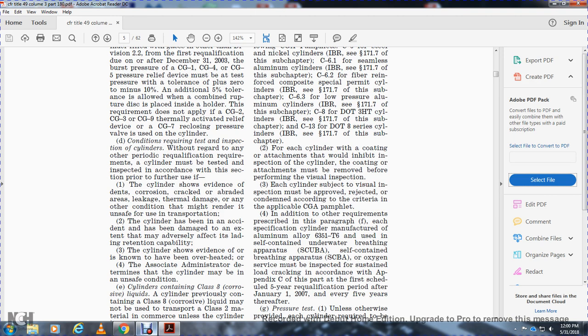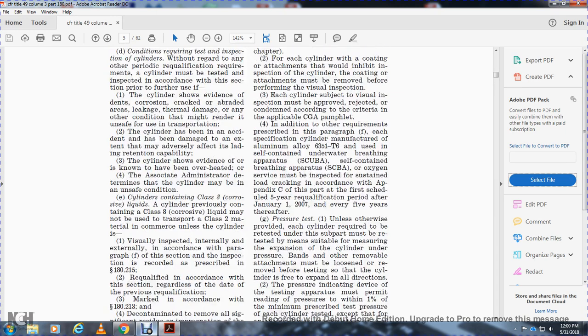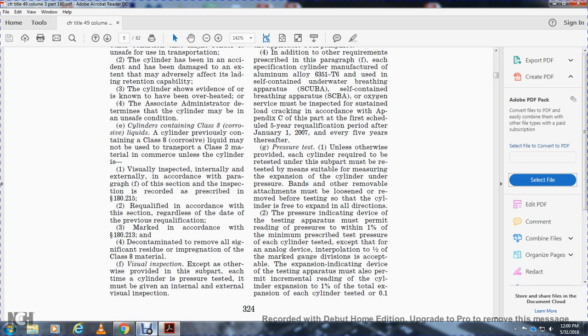Oxygen surface must be inspected to ascertain loading, cracking, in accordance with Appendix C with the first schedule for the 5-year requalification period of January 1st, 2007, every 5 years thereafter. Pressure tests, unless otherwise provided, the cylinder required with the retest, but the subpart with the retest means suitable for the measuring expansion of the cylinder, and under pressure bands and other removable attachments might be loosened or moved before testing the cylinder. The history of the expanding in all directions.